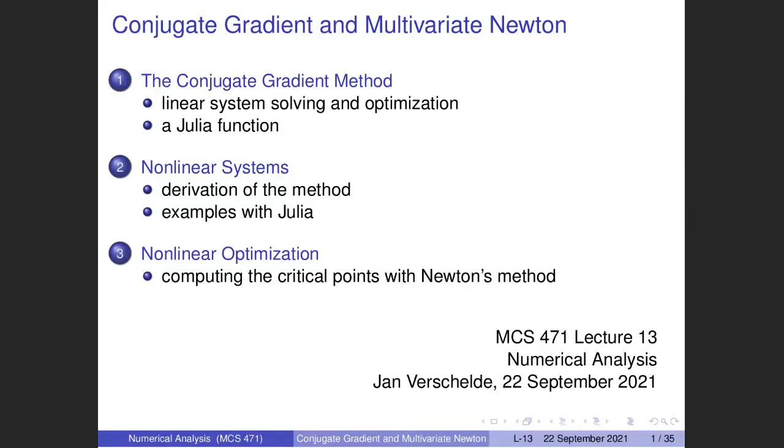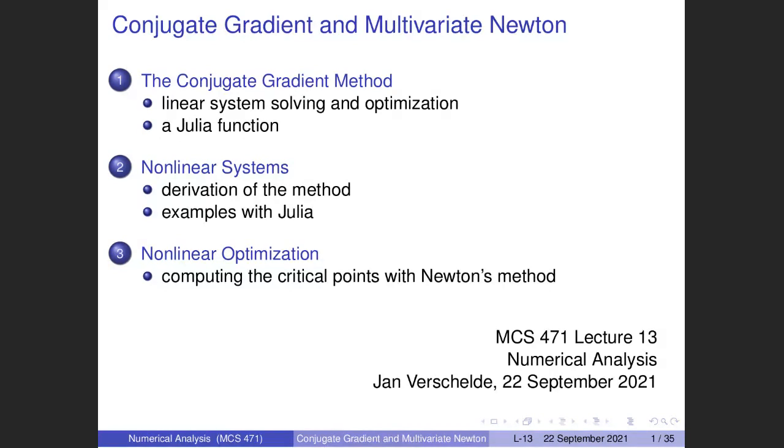So welcome to lecture 13 of MCS 471 on numerical analysis, in this sequence of lectures on numerical linear algebra. In this lecture we return to iterative methods to solve linear systems, but now in connection with optimization problems. We will see that gradients occur when we solve optimization problems, but also Jacobians and Hessians.